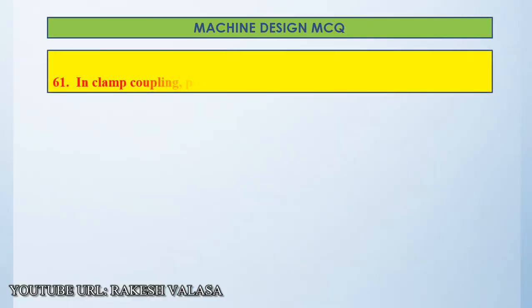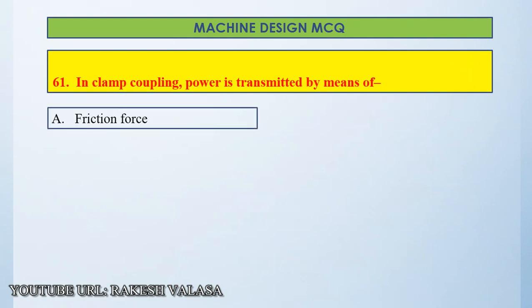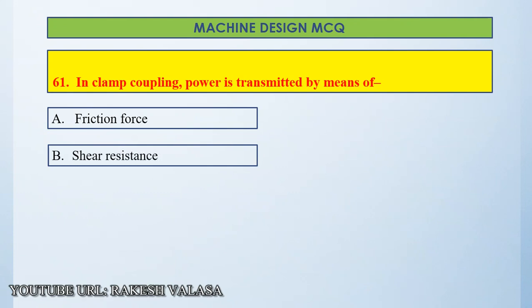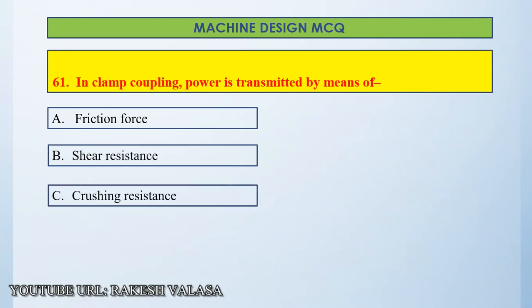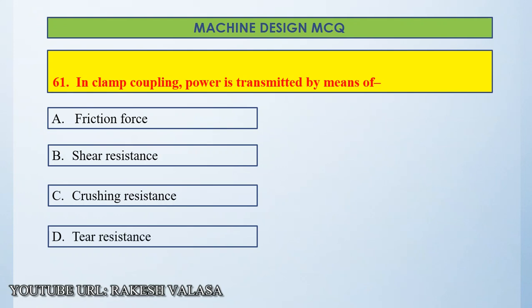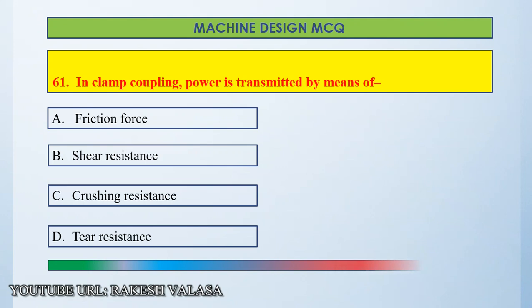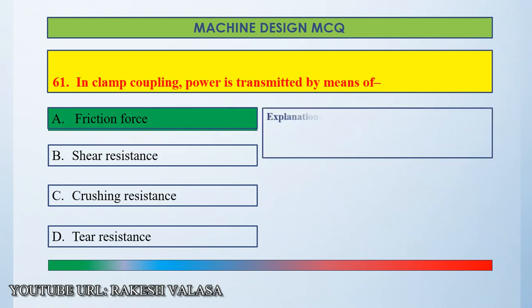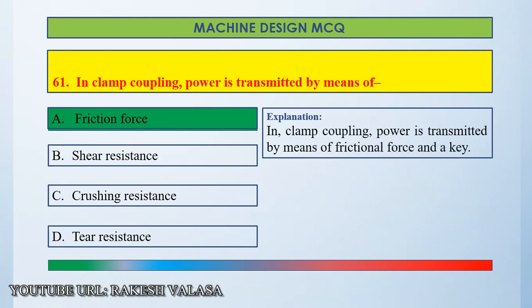Question number 61. In clamp coupling, power is transmitted by means of option A, friction force, option B, shear resistance, option C, crushing resistance, option D, tear resistance. The correct answer is option A, friction force. Explanation: in clamp coupling, power is transmitted by means of frictional force and a key.